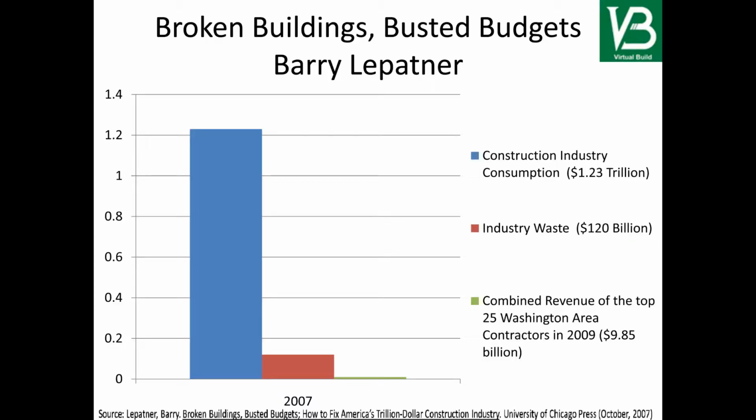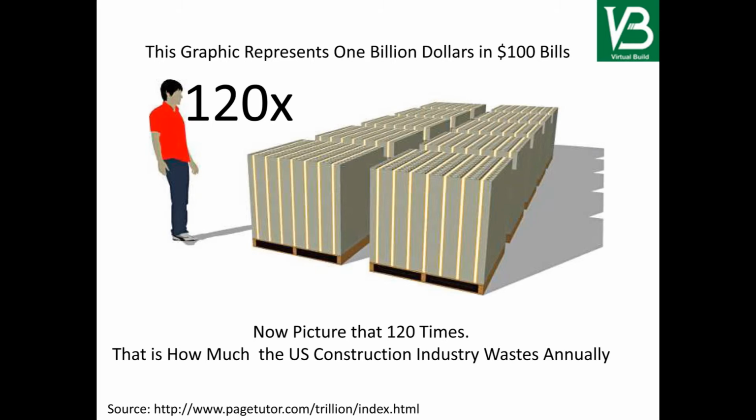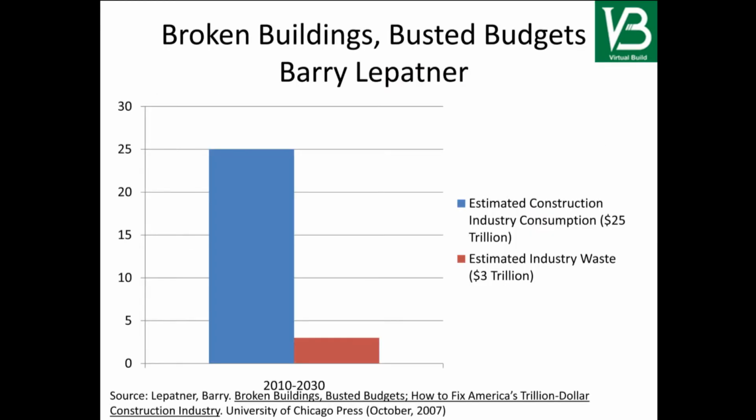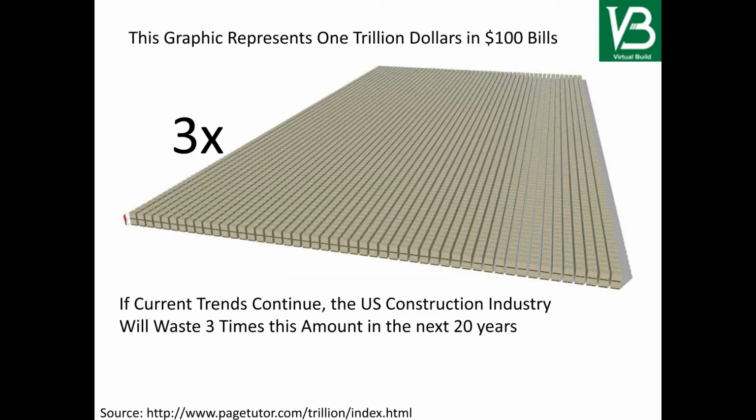According to Barry LePagner, in his book Broken Buildings, Busted Budgets, the U.S. construction industry consumes $1.23 trillion and wastes $120 billion each year. He points out that if the United States spends the anticipated $25 trillion on construction by 2030, that according to those processes, $3 trillion will be wasted in that time frame.